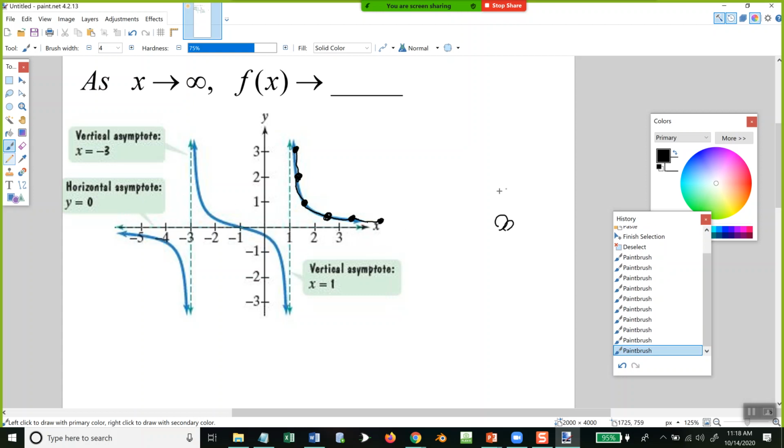It'll skim it, which means this is approaching 0. Never will equal 0, but it approaches 0. That's the concept of a limit.